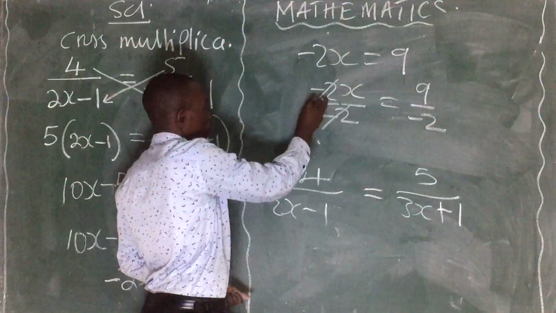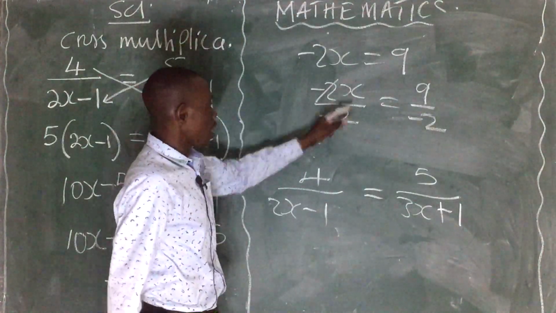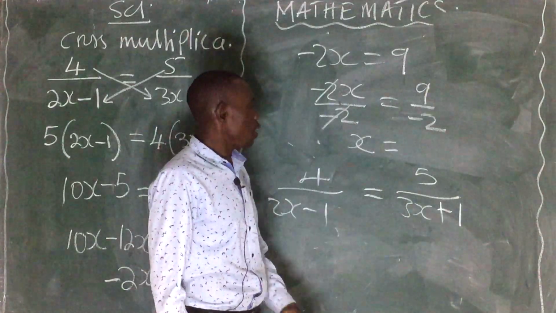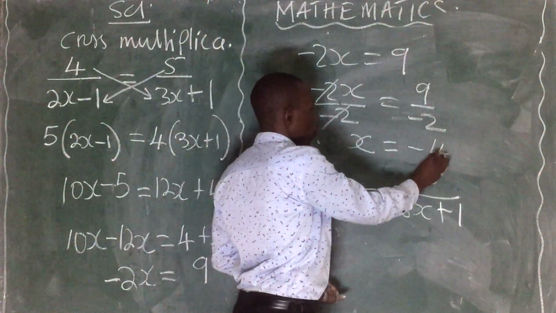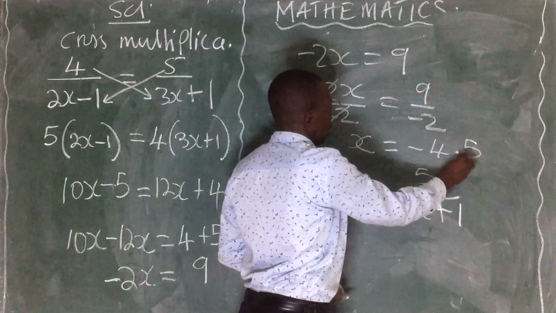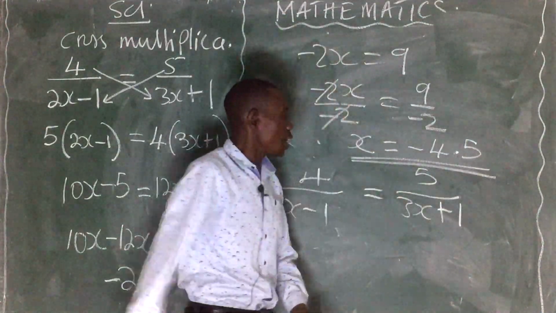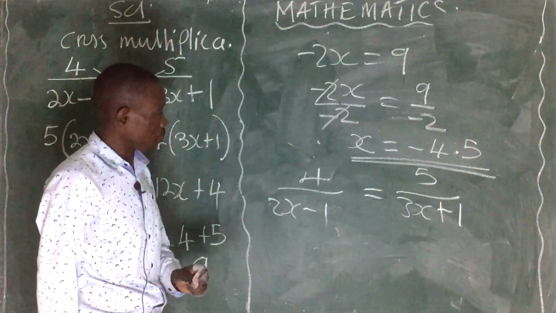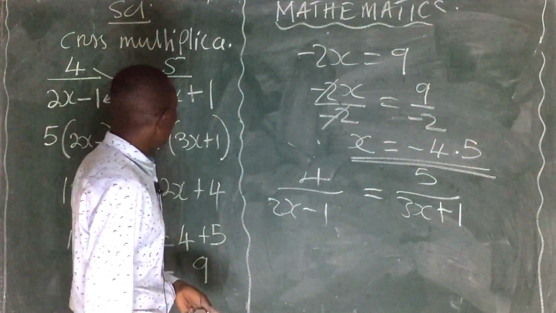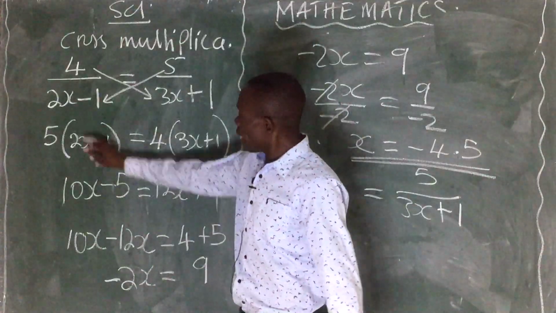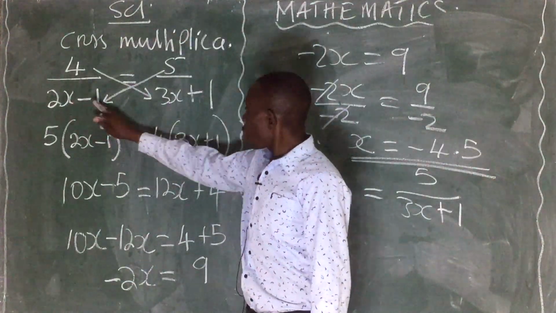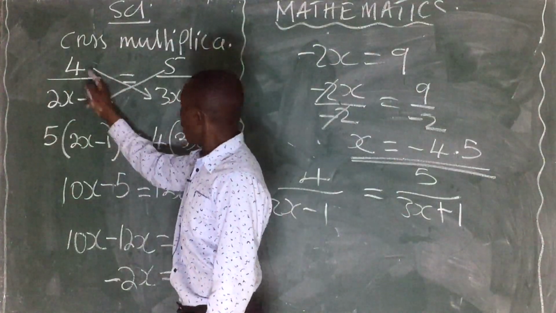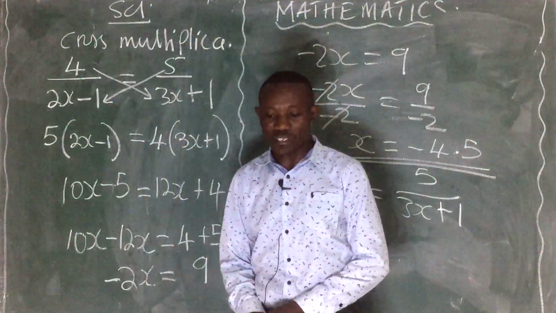So I have 2 here, which goes into that one once. 1 multiplied by x, I get x. While negative 2 over positive 9, we get negative 4.5. So in this case, the value of x is negative 4.5. What does that mean? It means that when I substitute for x in this equation, it will balance. Whatever we get on the left hand side will be the same as on the right hand side.